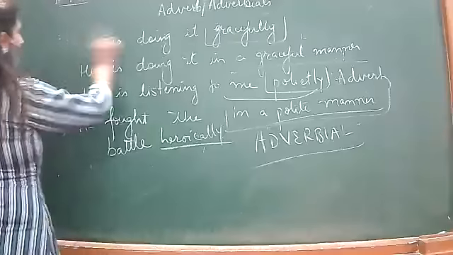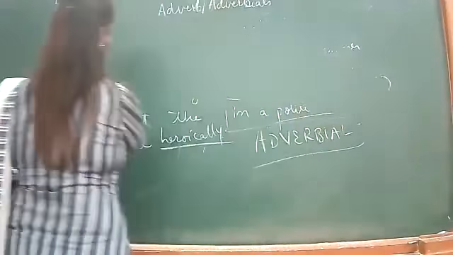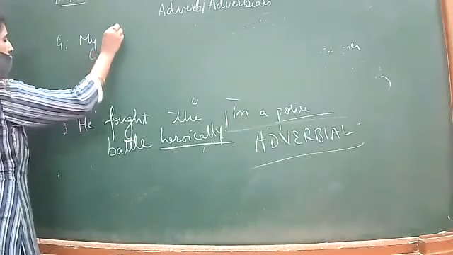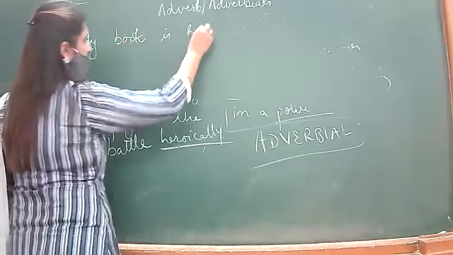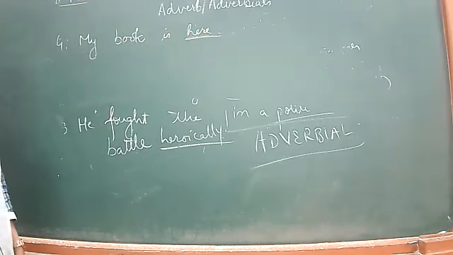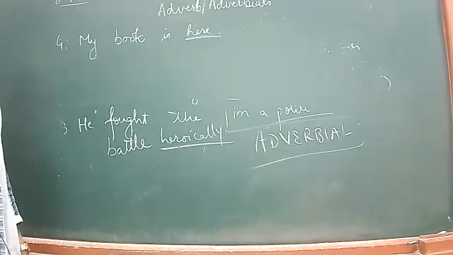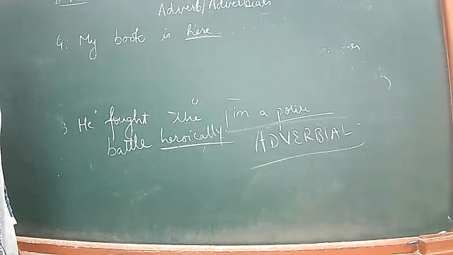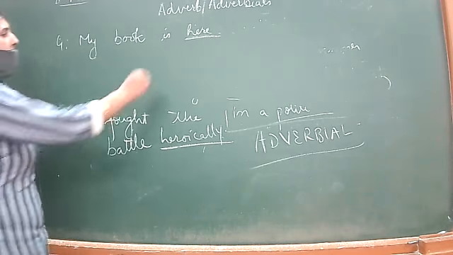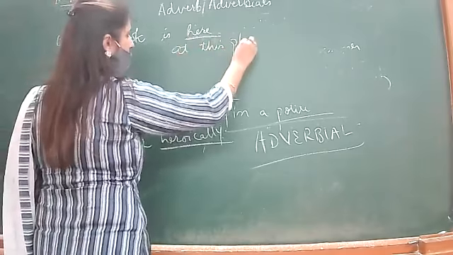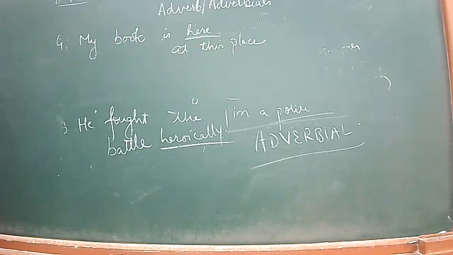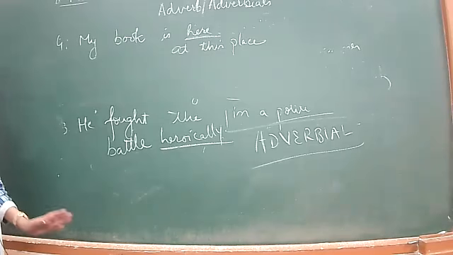Okay, for example, one more example. My book is here. This is an adverb of place? Yes, ma'am. Okay, now change it into an adverbial. My book is here, it can be at this place. This is an adverbial because it is a group of words. My book is at this place. At this place will be the adverbial.